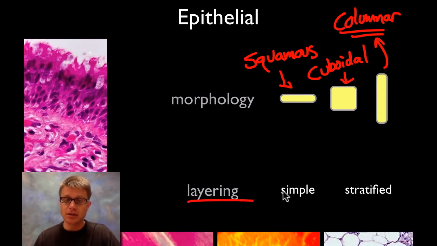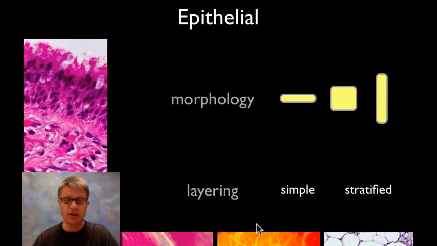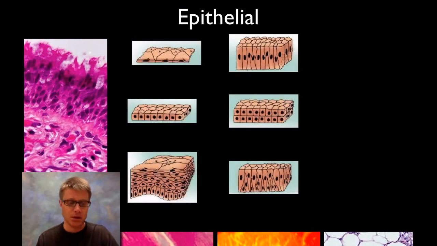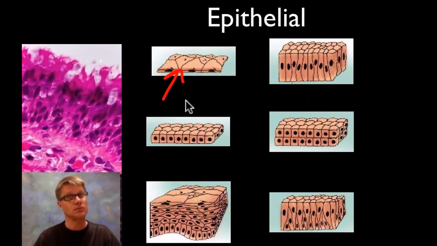And then the layering, if it's a simple layer, we call that simple, if it's just one layer of epithelial cells. But if it's a number of layers, then we're going to call that stratified epithelial cells. So let's look at some epithelial cells, what they might look like. So basically, these are all epithelial cells. They're going to be the lining of organs or the outside of the body. So if we look at this one right here, that would be simple squamous, right? They're flat. And there's a single layer. So like the alveoli in your lungs would be an example of simple squamous cells.